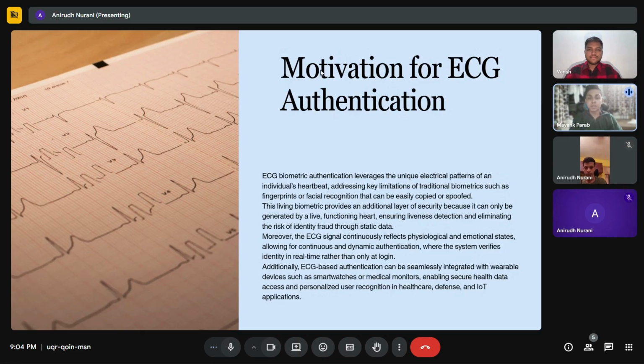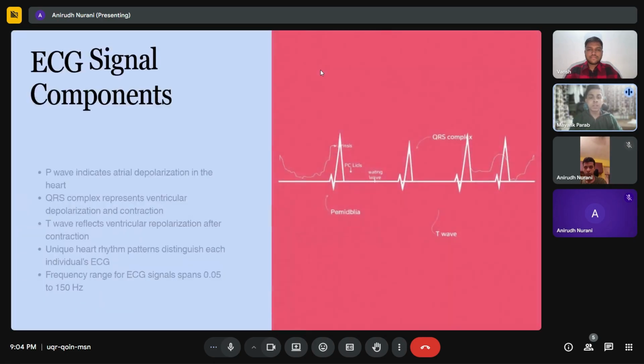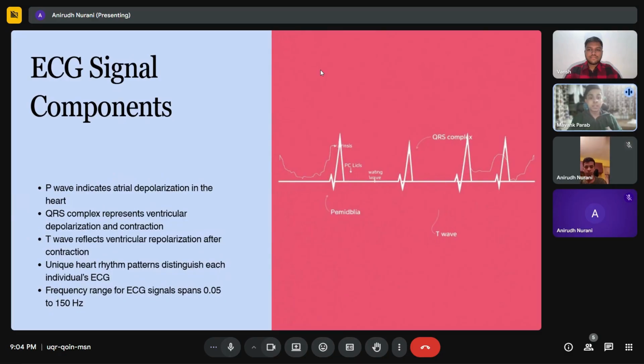Before discussing how our system works, let's briefly understand the ECG signal itself. The ECG waveform consists of three main parts. The P waveform shows atrial depolarization, a small and slow signal. The QRS complex is sharp and high frequency, representing the main ventricular contraction. The T wave represents ventricular recovery or repolarization. Each individual's ECG has a unique shape and timing, making it an ideal biometric feature.